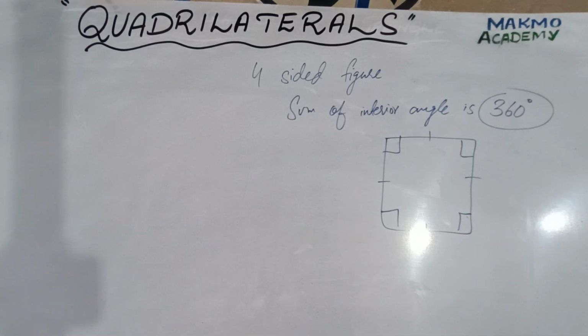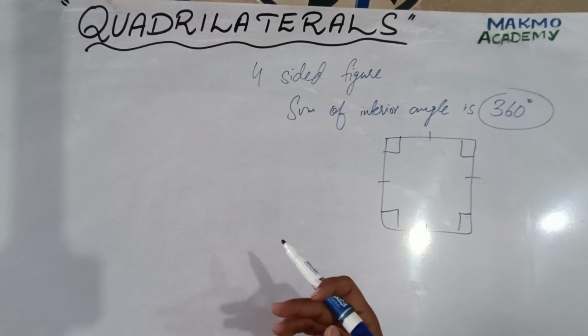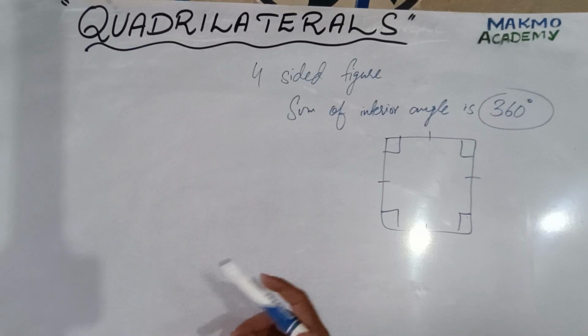There are a few types of quadrilaterals. We will discuss each and every one in detail. Let's first discuss the names of the quadrilaterals in this video. Then one by one we will discuss every single quadrilateral, and after that we will find the value of unknown angles in that quadrilateral.